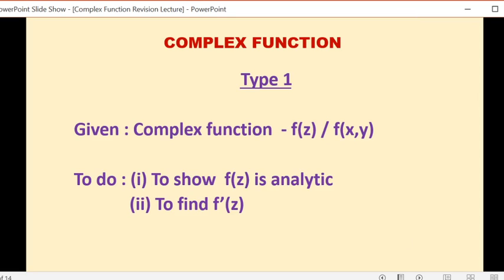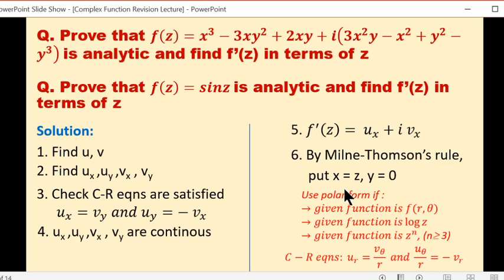What was the first type of problem we saw? The first type of problem was where we were given a complex function f of z, either as a function of z or as a function of x and y, and what did we have to do? We had to show that this function f of z is analytic and we had to find its derivative f dash of z. Okay, this was our first type of problem. The questions are like this.